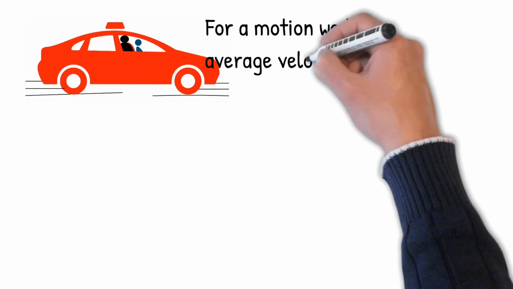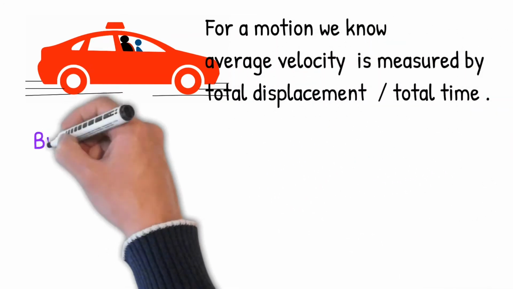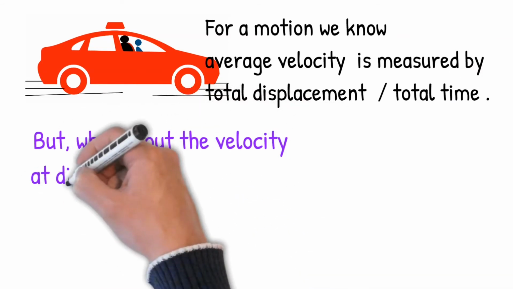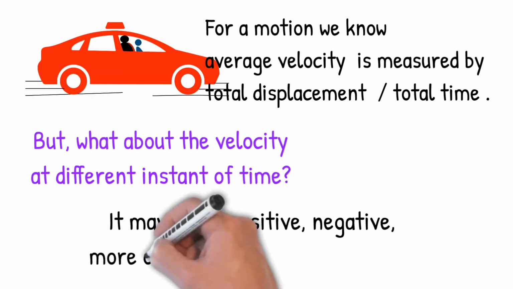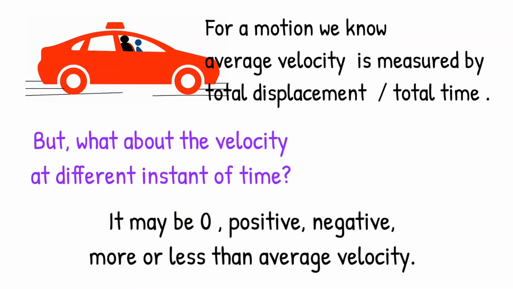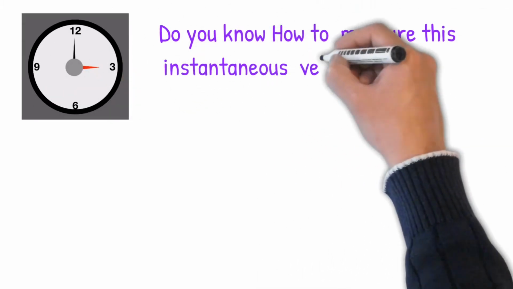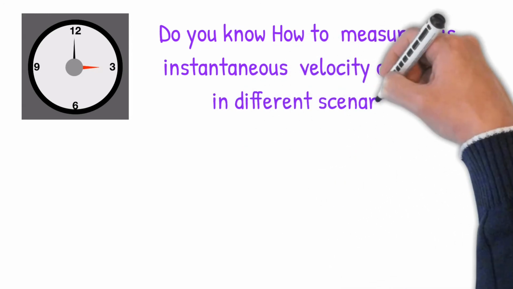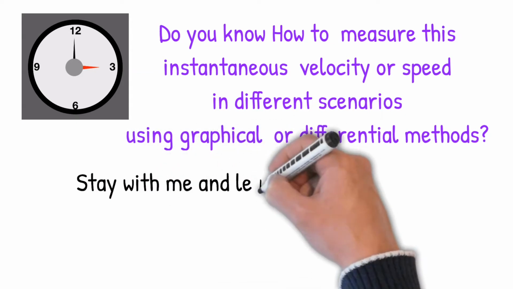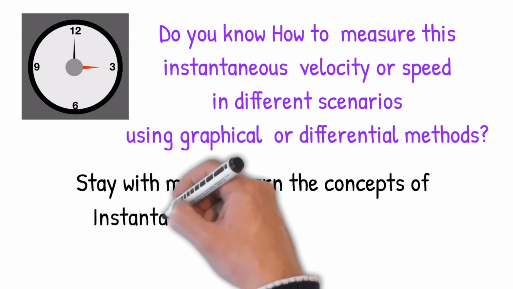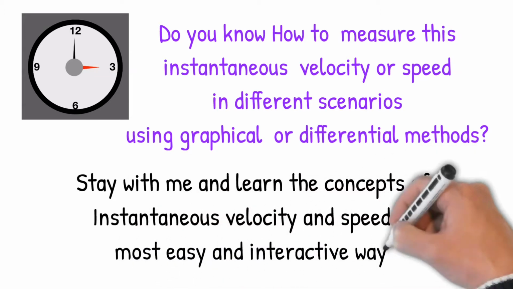For a motion, we know average velocity is measured by total displacement by total time. But what about the velocity at different instants of time? It may be 0, positive, negative, more or less than average velocity. Do you know how to measure this instantaneous velocity or speed in different scenarios using graphical or differential methods? Stay with me and learn the concepts of instantaneous velocity and speed in the easiest and most interactive way.